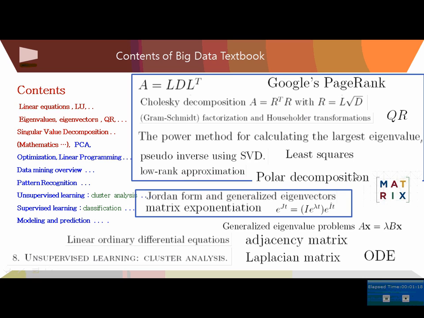And today, we will cover the polar decomposition and non-negative matrix factorization. And then we will continue to cover the Jordan canonical form and generalized eigenvectors and matrix functions, generalized eigenvalue problems, and matrices and graphs. And then I think we will have covered most of the mathematical background. So we will be ready for PCA and linear programming, data mining, unsupervised learning and supervised learning, etc.